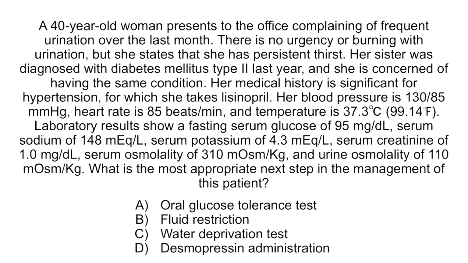So if we return to the question, we can see that the correct answer is C, a water deprivation test. Choice A, an oral glucose tolerance test, would be performed if diabetes mellitus is likely and a fasting serum glucose is non-diagnostic. However, in our vignette, a normal fasting serum glucose with a high serum osmolality and a low urine osmolality makes diabetes insipidus more likely.